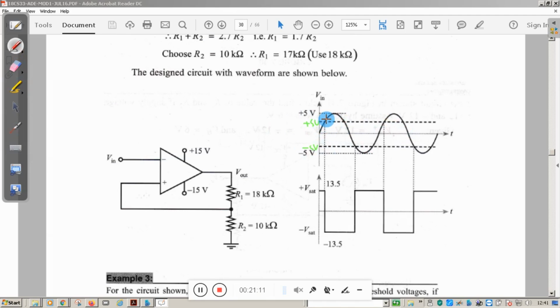Since it is an inverting configuration, when the input crosses above VUT, output goes from plus VSAT to minus VSAT. Once again, when the input crosses below VLT, output changes from minus VSAT to plus VSAT, like this.